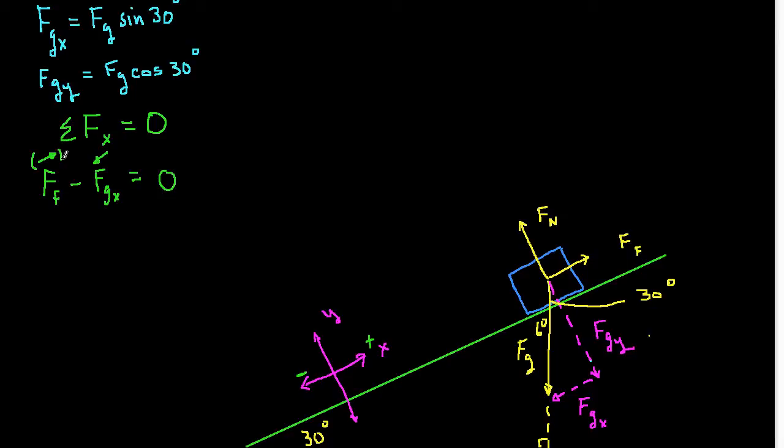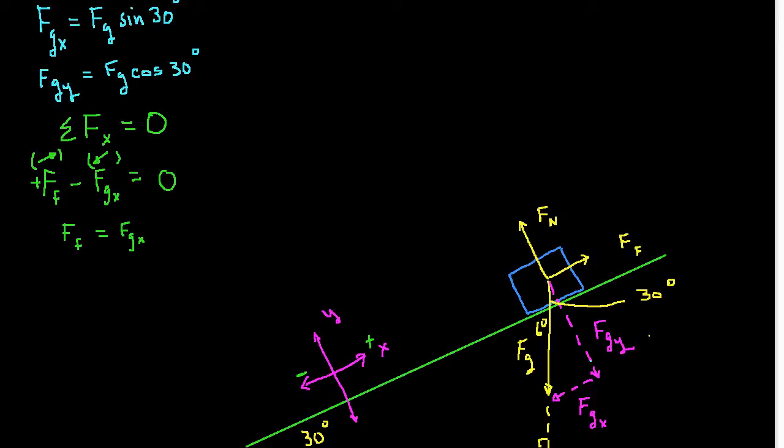I'm just showing you these are acting in opposite directions, so I've used a convention and given them opposite signs. There we go. So a simple way of writing this would be the magnitude of FF has got to be the same as the magnitude of FGX. Okay, so that's an equation that we get from summing the forces in the x direction.